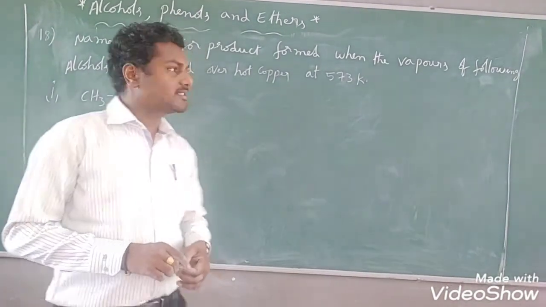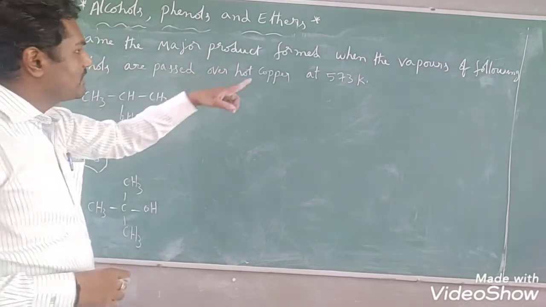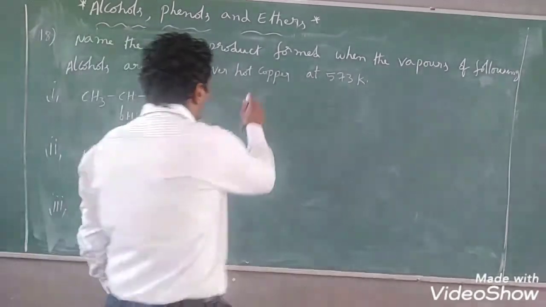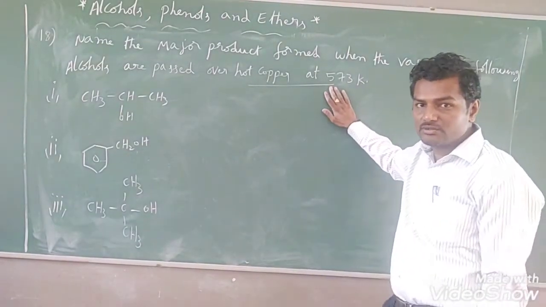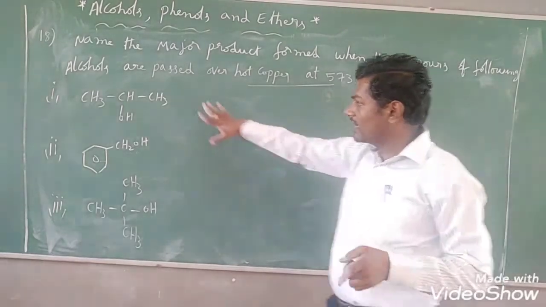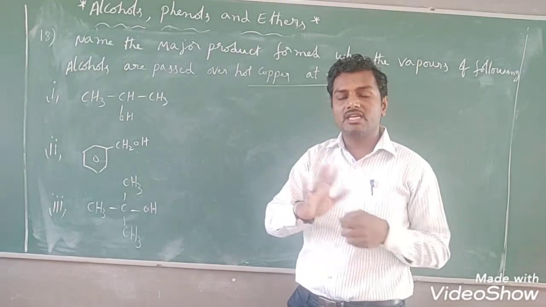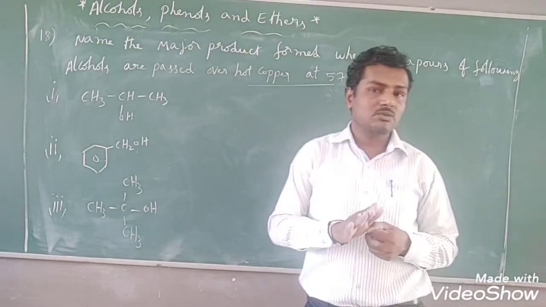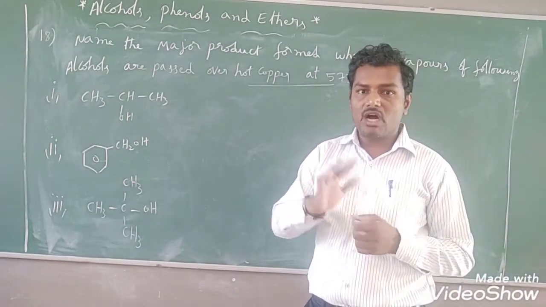Let us see, students, the next important question. Name the major products formed when the vapors of the following alcohols are passed over hot copper at 573 Kelvin. This question I have already explained to you. See that here all the variations, that is primary alcohol, secondary alcohol and tertiary alcohol, are differentiated. I am going to explain using this reagent, that is hot copper at 573 Kelvin. So how do we differentiate?